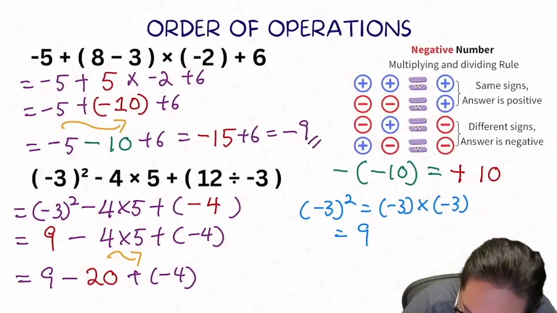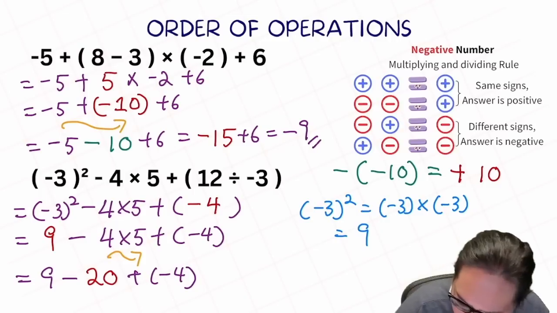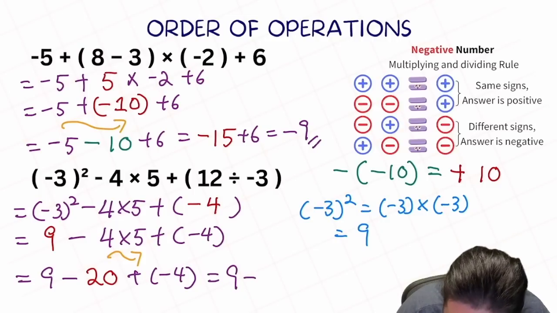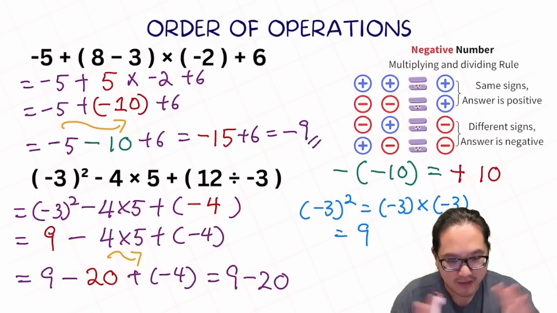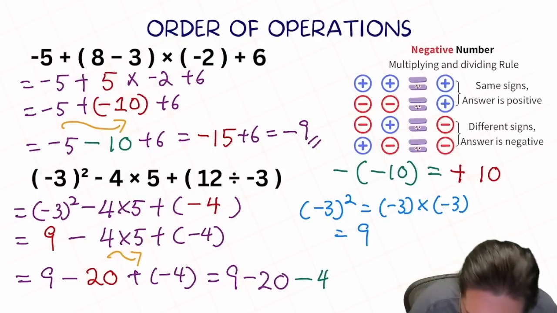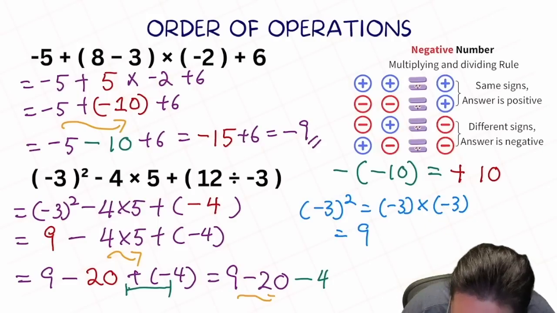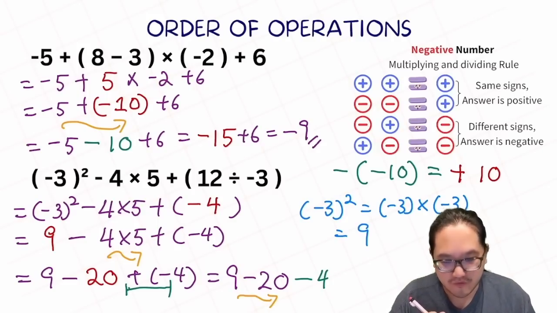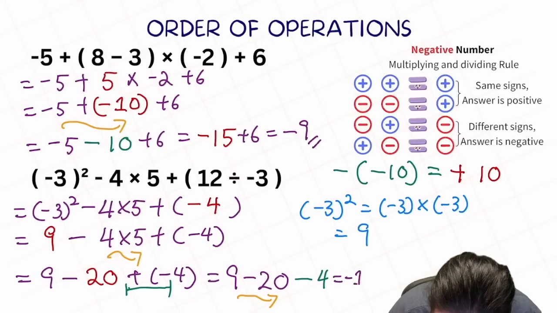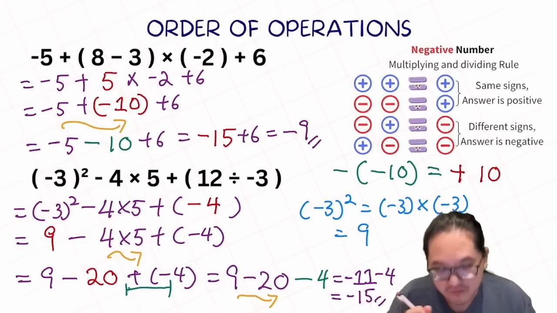So now the next step is we need to solve this right here, right? Plus -4. So once we open that bracket, what would that change to? It will change to 9 minus 20 plus and minus. Once you open that, it becomes minus 4. Okay? Because of this right here. So now the last step, right? It's just addition and subtraction from left to right. So we have 9 minus 20 equal to -11, minus 4. And we know that -11 minus 4 equals -15.